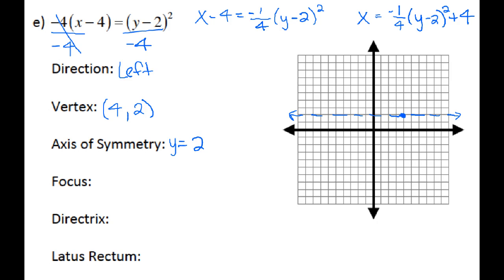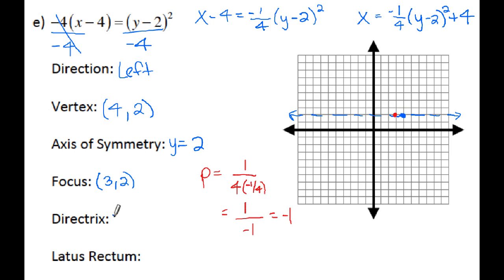And then for my focus and directrix, I need to solve for P. A in this case is -1/4. So that gives me 1 over -1 once I actually simplify that, which gives me -1. And it's negative because now we're moving to the left. So from my vertex, I'm going to move 1 unit to the left, and then that's going to be my focus. So moving left and right, I'm changing my x-coordinate, so I'm subtracting 1 from my x-coordinate. So my focus is at 3, 2, which is where we plotted it anyway.